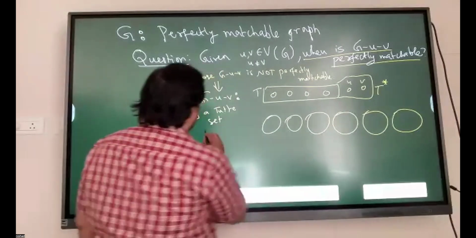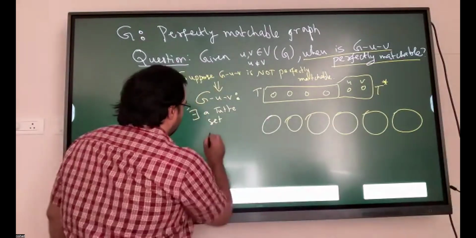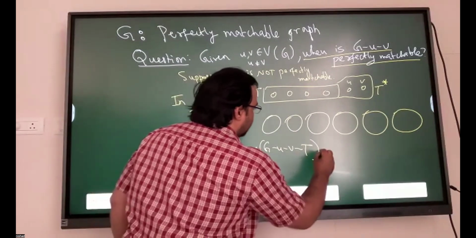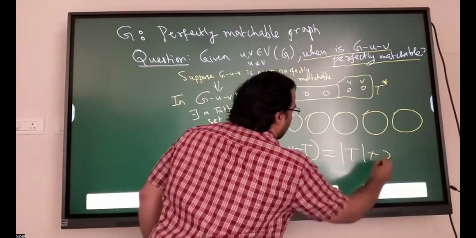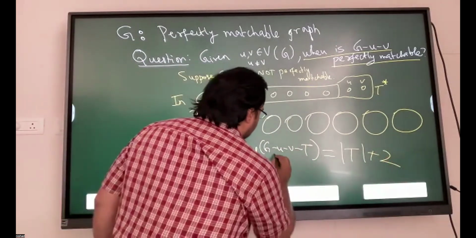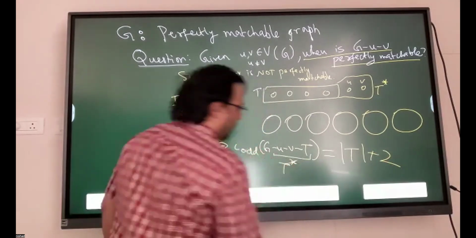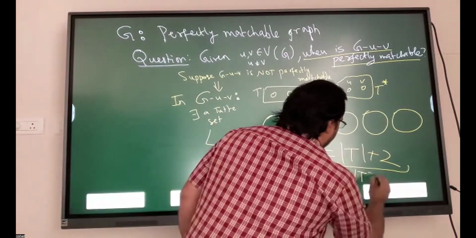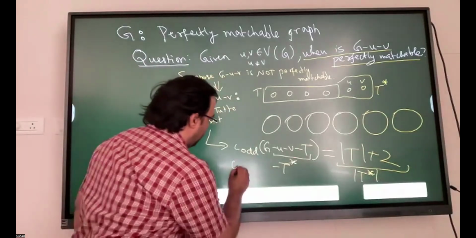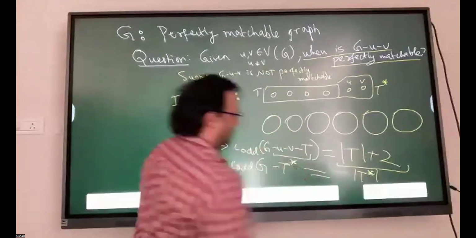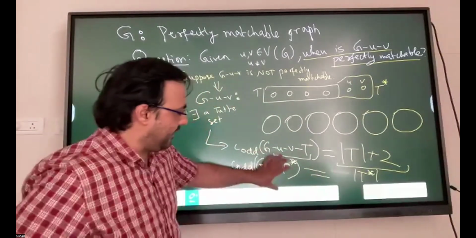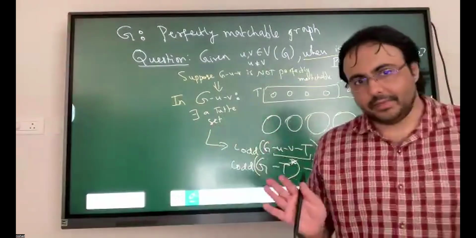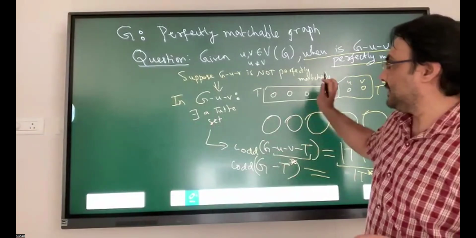Okay. So the point is, what we just proved is that the number of odd components in G minus U minus V minus the set T is exactly the number of vertices in T plus 2. And now, if I consider U plus V plus T as T star, then this is exactly the cardinality of T star. So in the original graph, we have this situation. We are deleting a set of vertices and we are getting exactly that many odd components. Okay? This is the situation in which the graph G minus U minus V is not perfectly matchable.